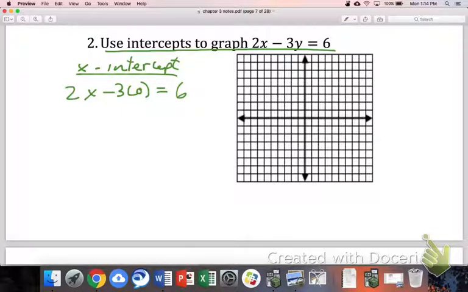Okay, let's go back. To find the x-intercept, I need to plug a 0 in for y. That's why I plugged a 0 in for y. That make sense? And anything times 0 is 0. So what's going to happen to that middle term? Yeah, it cancels out to be a 0, because negative 3 times 0 is 0. So it's just going to be 2x equals 6. How do I get the x by itself? Divide by 2. So if I divide by 2, I know that my x-intercept is (3, 0).